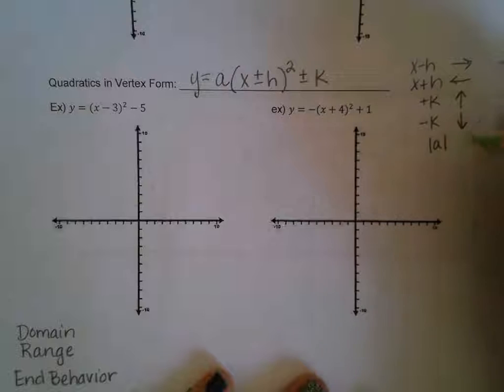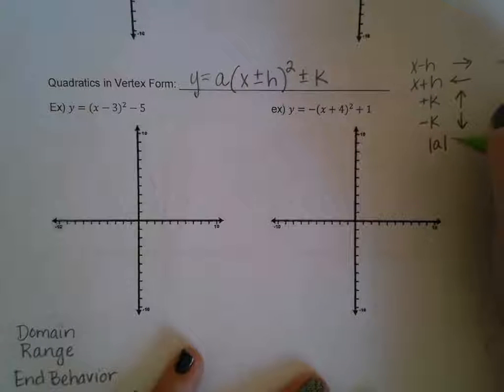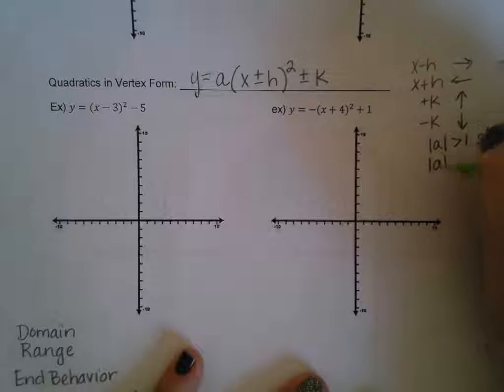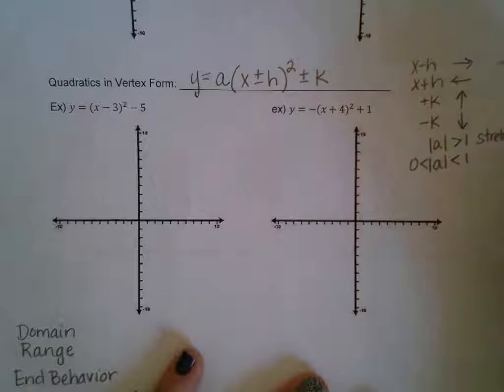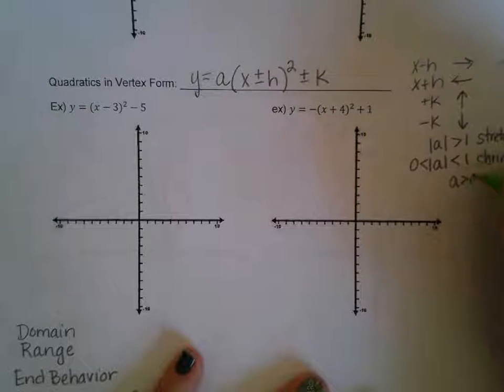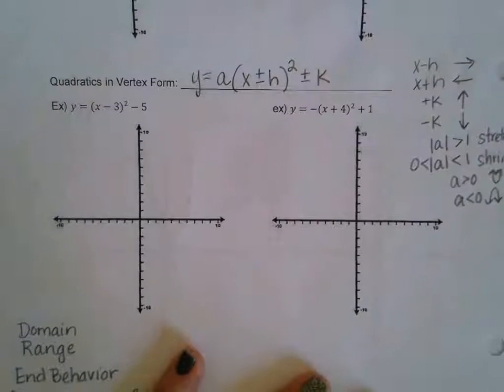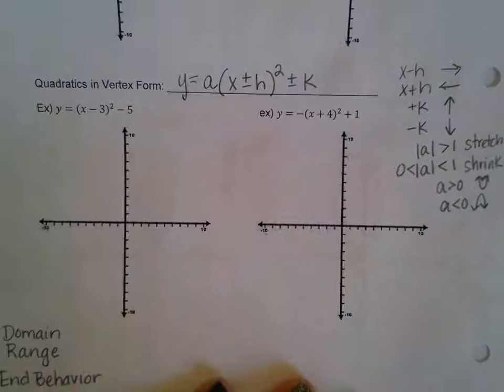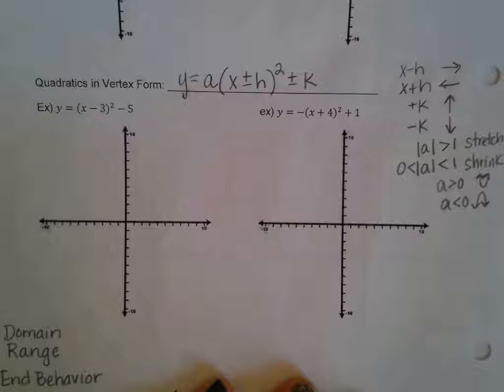If the absolute value of your a is greater than 1, you're going to have a stretch. If the absolute value of a is less than 1 but greater than 0, you're going to have a shrink. And then, of course, if a is positive, you have a face-up graph, and if a is negative, you have a face-down graph. So all those rules that we have been studying throughout the other units still hold for quadratics. That's the good news. So all we have now is just a different shape to graph. It's going to be a U-shaped graph instead of what our other curves were.